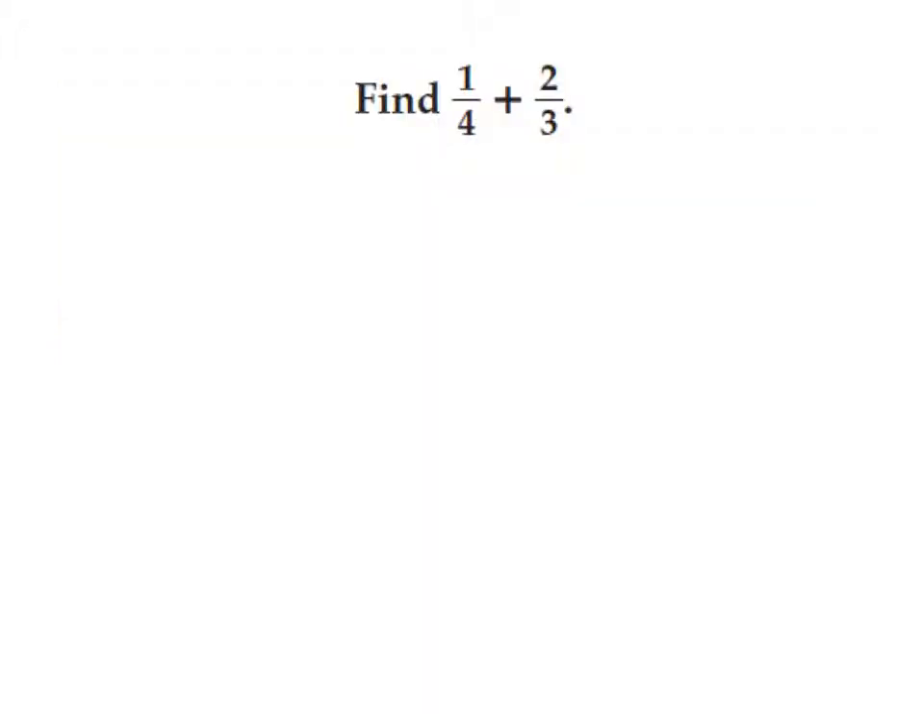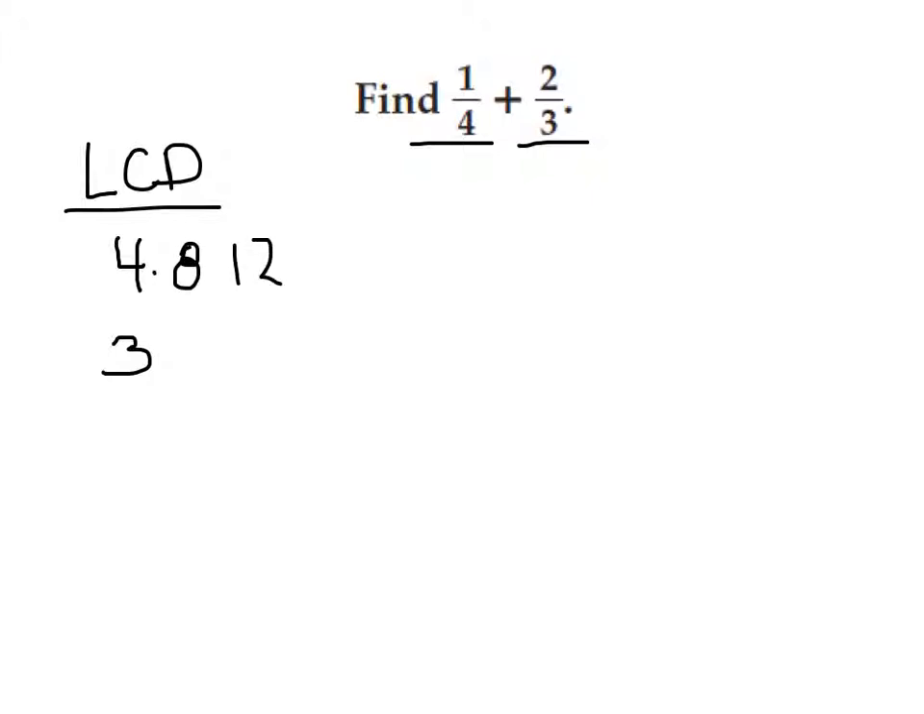Alright, in this slide it says find 1/4 plus 2/3. We do not have like denominators, so we're going to have to find the LCD. We did this in a previous section, so let's go ahead and see what we can do this time. Well, we can list all the multiples of 4, which are 4, 8, and 12. I'll stop there. We can go 3, 6, 9, and 12. You can see that 12 is our least common multiple.